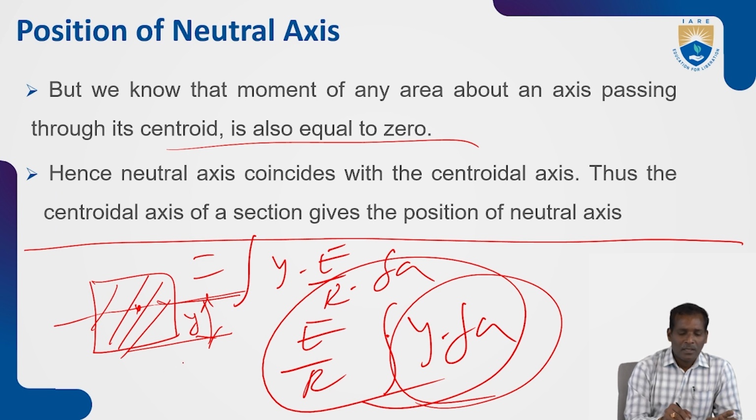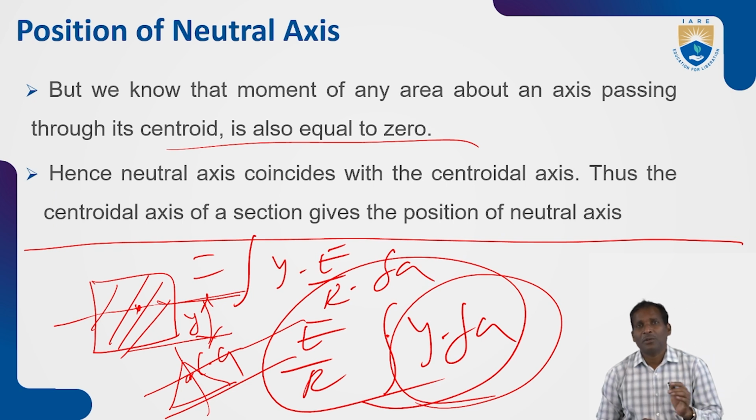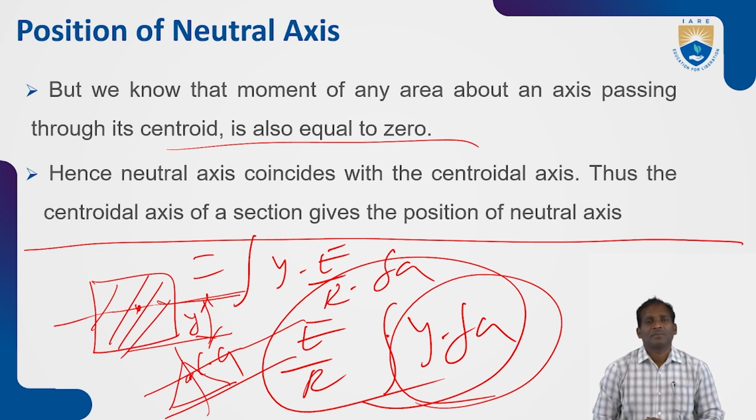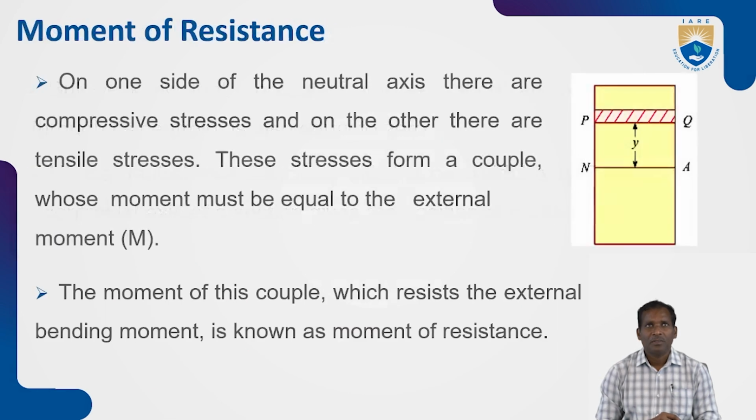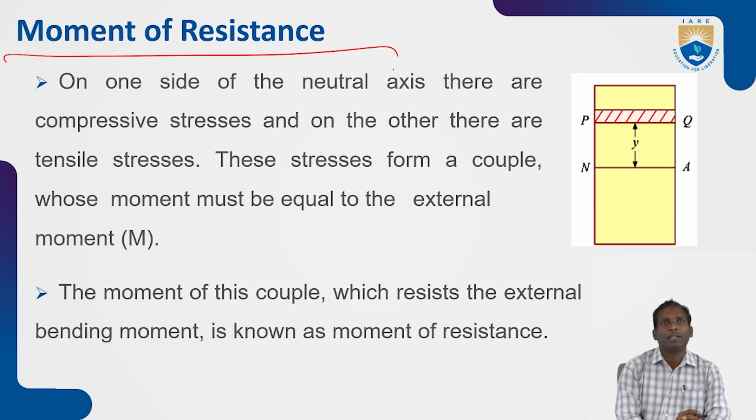Suppose for this triangle section, the center of gravity is here. So at the center of gravity coincides the neutral axis. Now, take the neutral axis at the section's centroidal axis. So that is the position of the neutral axis. Now we will discuss the moment of resistance.